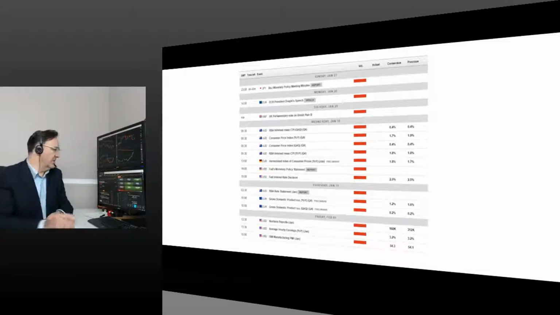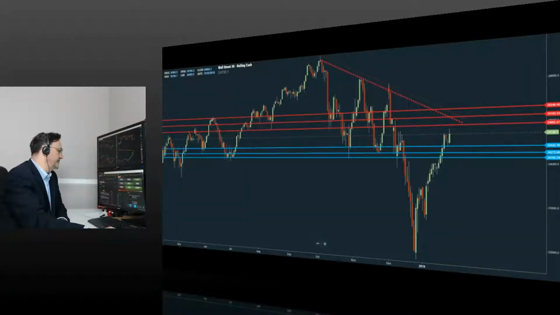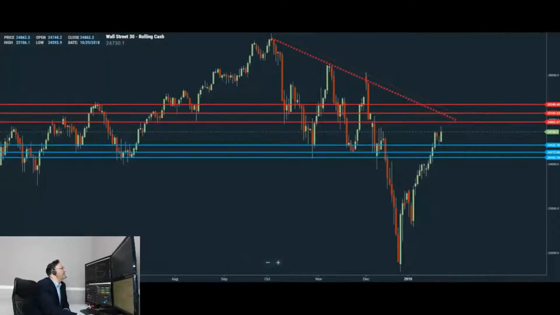Now let's take a look at some markets. This is Wall Street 30 or Dow Jones in end of day time frame. The current uptrend is continuing, potentially pointing to initial upside resistance in the shape of this falling resistance trend line around 24,950, very close to 25,000.